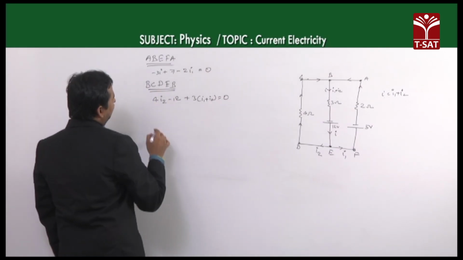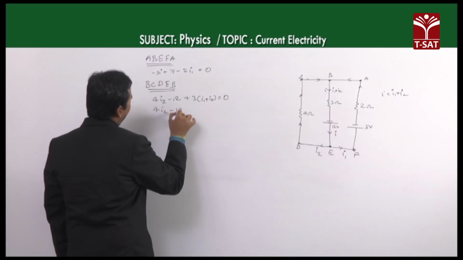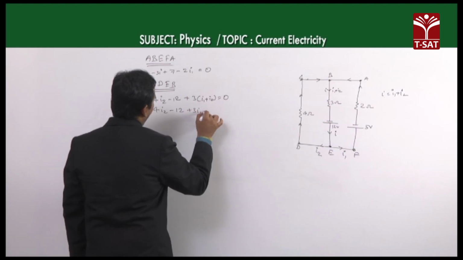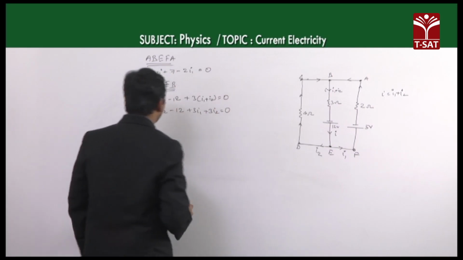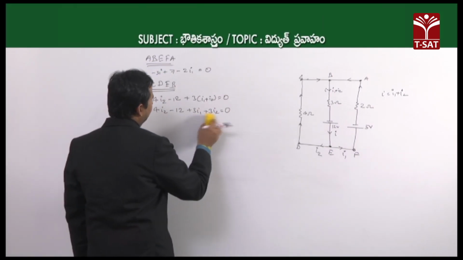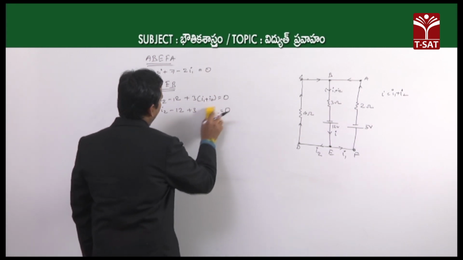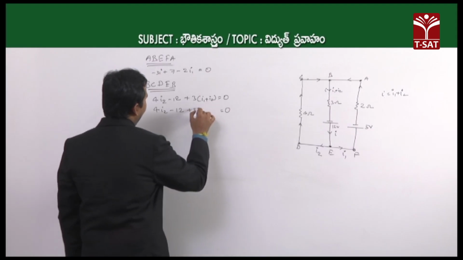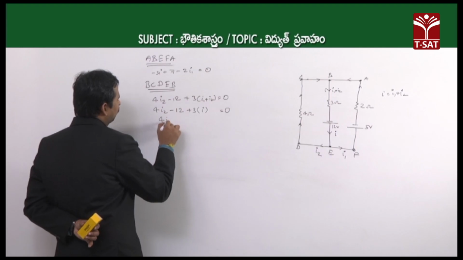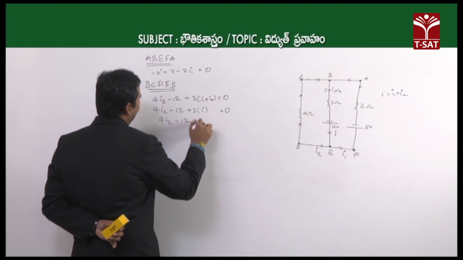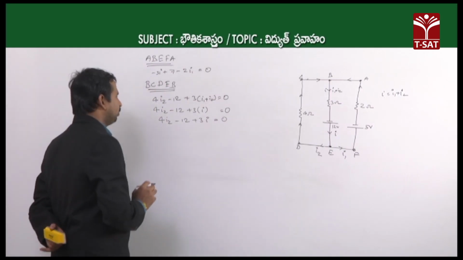Then if you simplify that equation, you will get 4 of I2 minus 12 plus 3 I1 plus 3 I2 is equal to 0. Actually, if you want, you can take this I1 plus I2 as I, because I1 plus I2 is equal to I. Then we got 4 I2 minus 12 plus 3 I is equal to 0. This is the second equation we got.